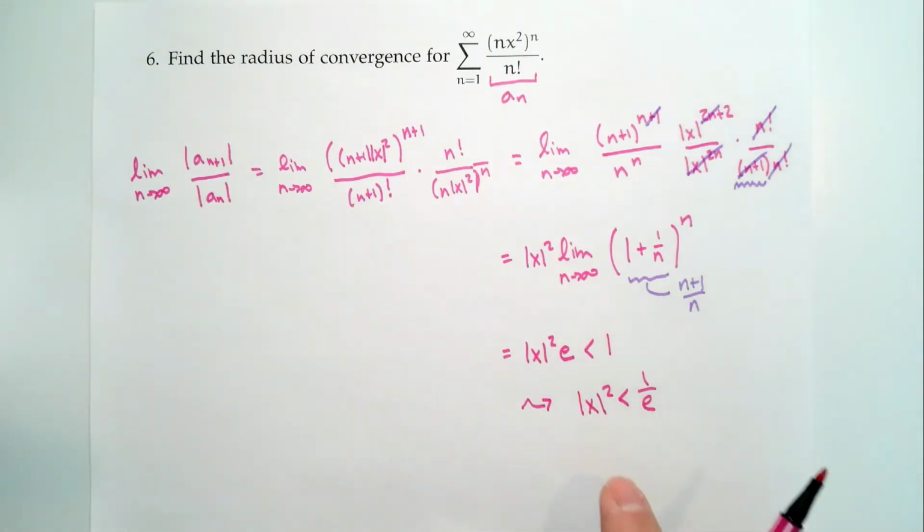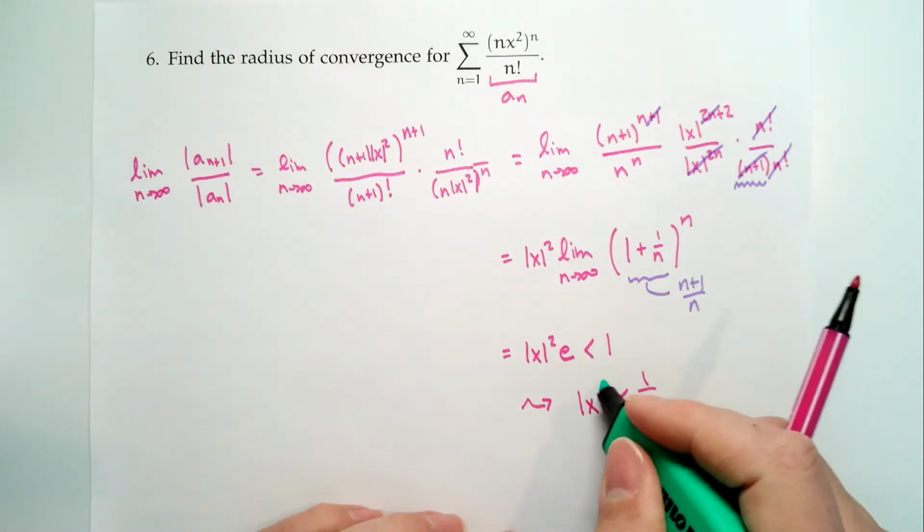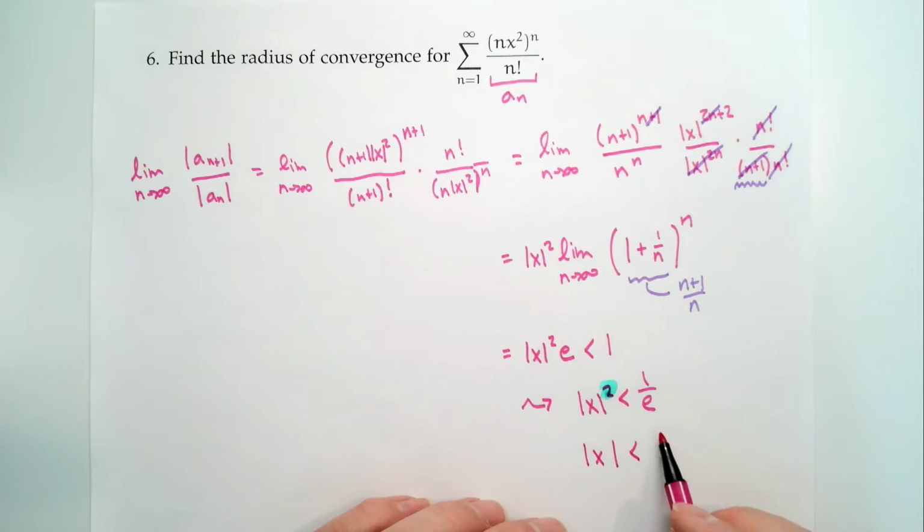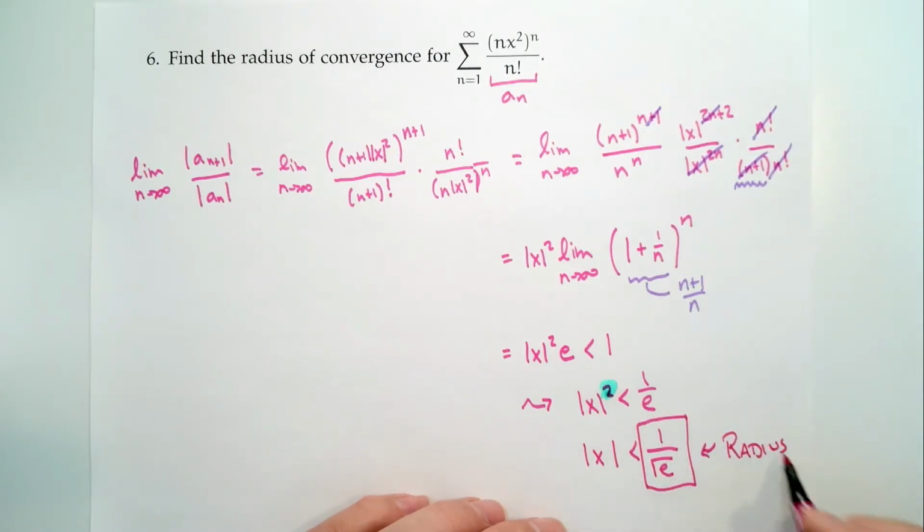Good. Why not? See, the problem is that square. You've got to somehow account for that square. So we don't want a square there. So how do we get rid of a square? Well, the way to get rid of a square is to use a square root. So take the square root of both sides. We get absolute value of x is less than the square root of 1 over e, which we can just write as 1 over the square root of e. And that is our radius. That's what we're after, the radius of convergence.